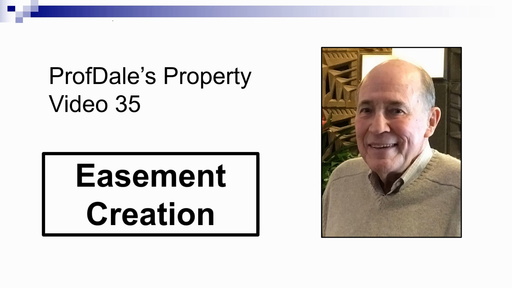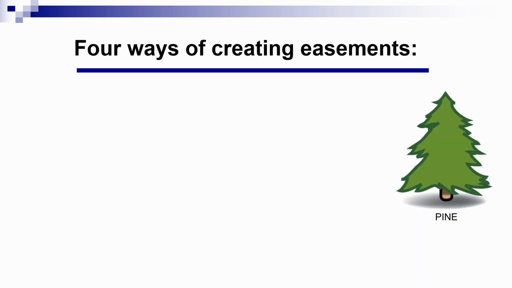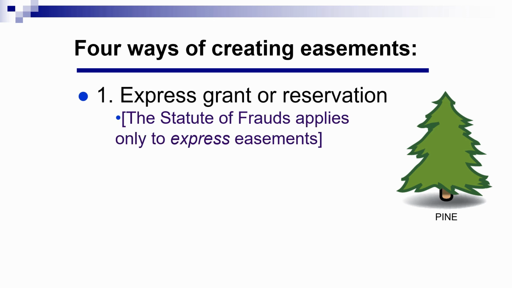In this video, we're going to talk about the ways that easements can be created. Now, there are only 4 ways of creating easements, and we're going to list all 4 of them on this slide, and then we'll go through each one in detail and see how it works. The 4 ways of creating easements are express easements. They can either be by a grant or a reservation. And we'll just note here that the statute of frauds applies only to express easements and not the other 3 kinds.